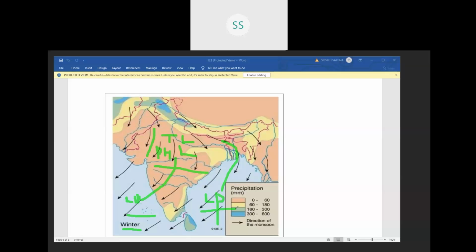There is one concept which is related with the withdrawal of monsoon, which is, children, called October heat. There is a term called October heat, which is related with this withdrawal of monsoon. And children, this is October.